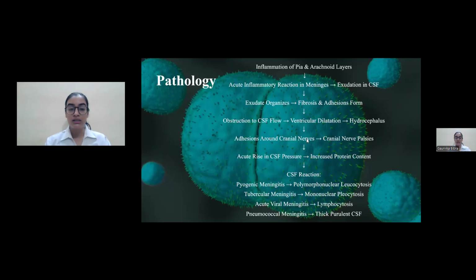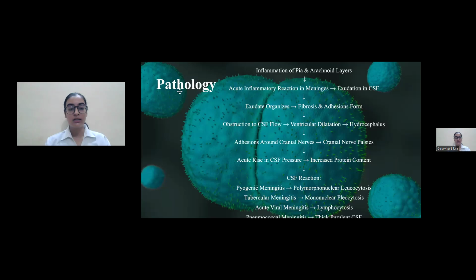Now, talking about the pathology, what happens? There is inflammation of the pia and the arachnoid layers, which leads to acute inflammatory reaction in the meninges and exudates in the CSF. The exudate organizes and fibrosis occurs with adhesions formed. So obstruction to the CSF flow and ventricular dilatation also happen, leading to hydrocephalus. Now, this will lead to adhesions around the cranial nerves and cranial nerve palsies will occur.